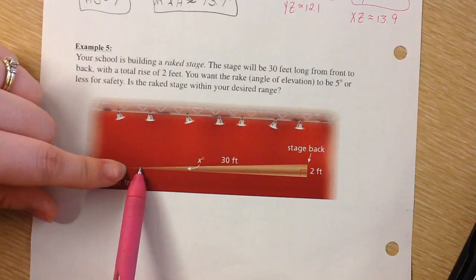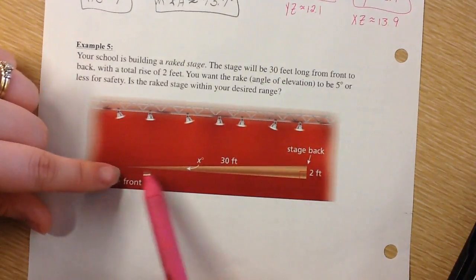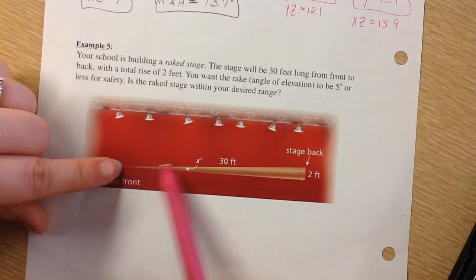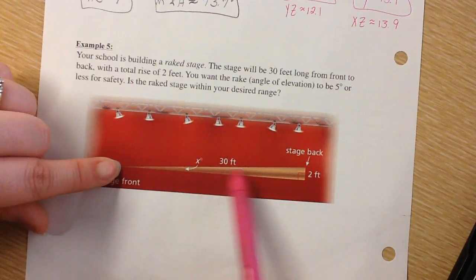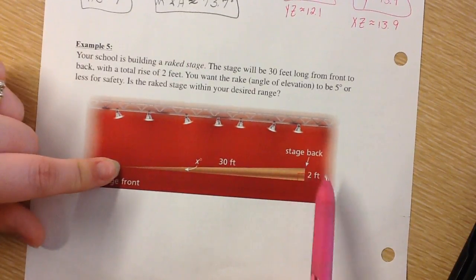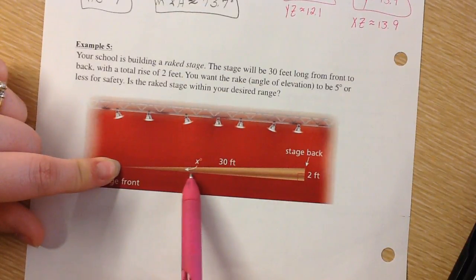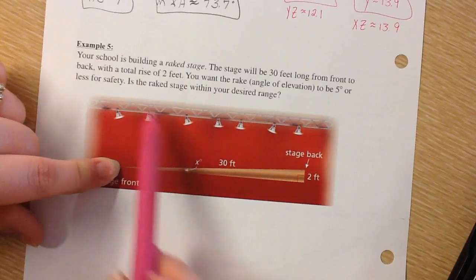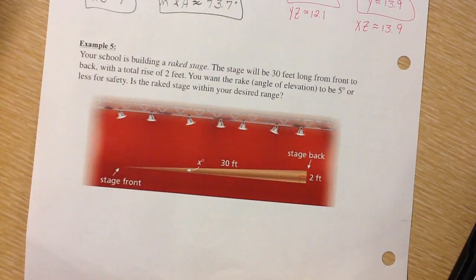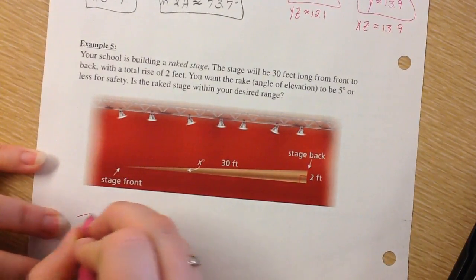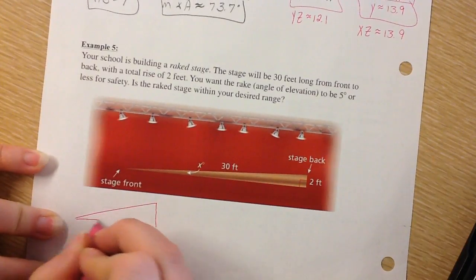Okay, the stage will be 30 feet long from front to back. So we know from here to there, that would be the hypotenuse, is 30 feet with a total rise of 2 feet. You want the rake, the angle of elevation, to be 5 degrees or less for safety. Is the raked stage within your desired range? Okay, so drawing this again so that we can write on it.